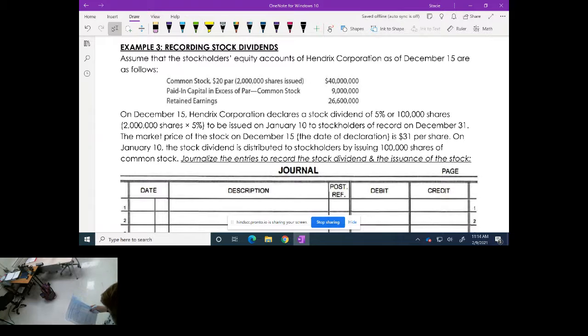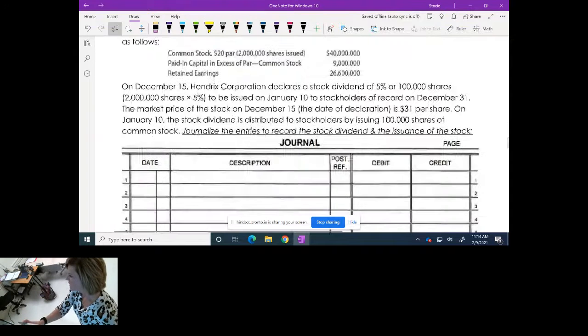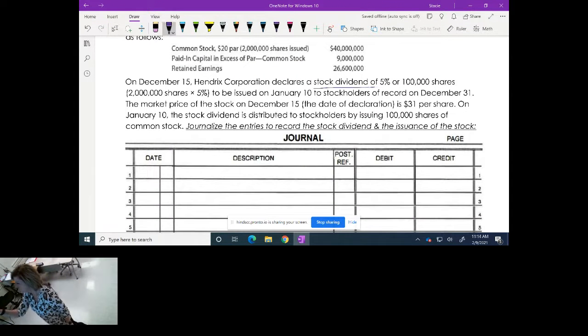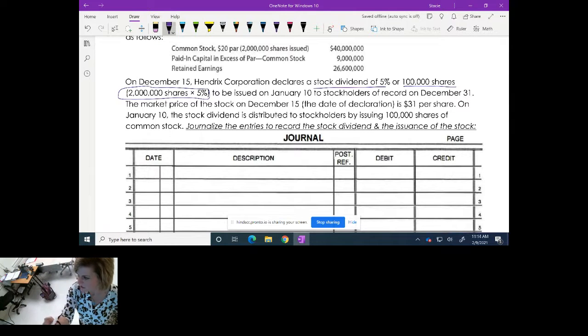Okay, so on December 15th, Hendrix Corporation declares a stock dividend of 5%. And then I tell y'all what that 5% is. So here's the stock dividend, and it's 100,000 shares. How I got that was taking the 2 million shares up here times 5%. So they're going to distribute 100,000 shares.